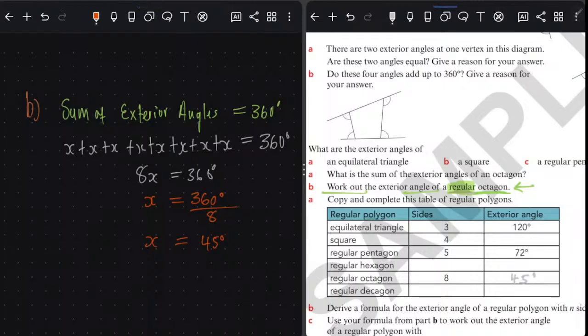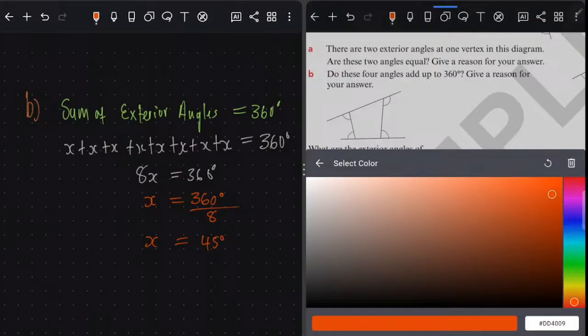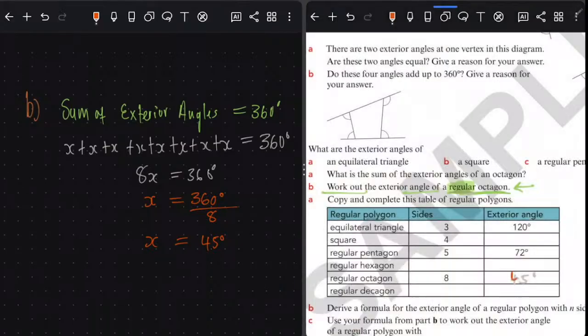I want you to complete this table, okay? You can complete this table. I know you can. Don't let me down here.